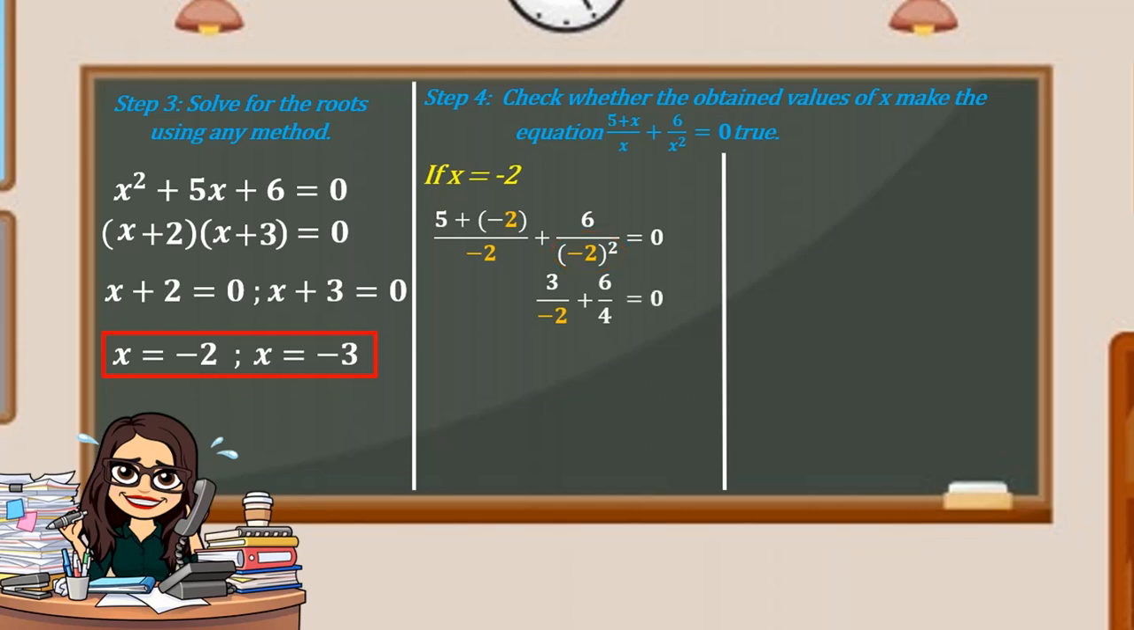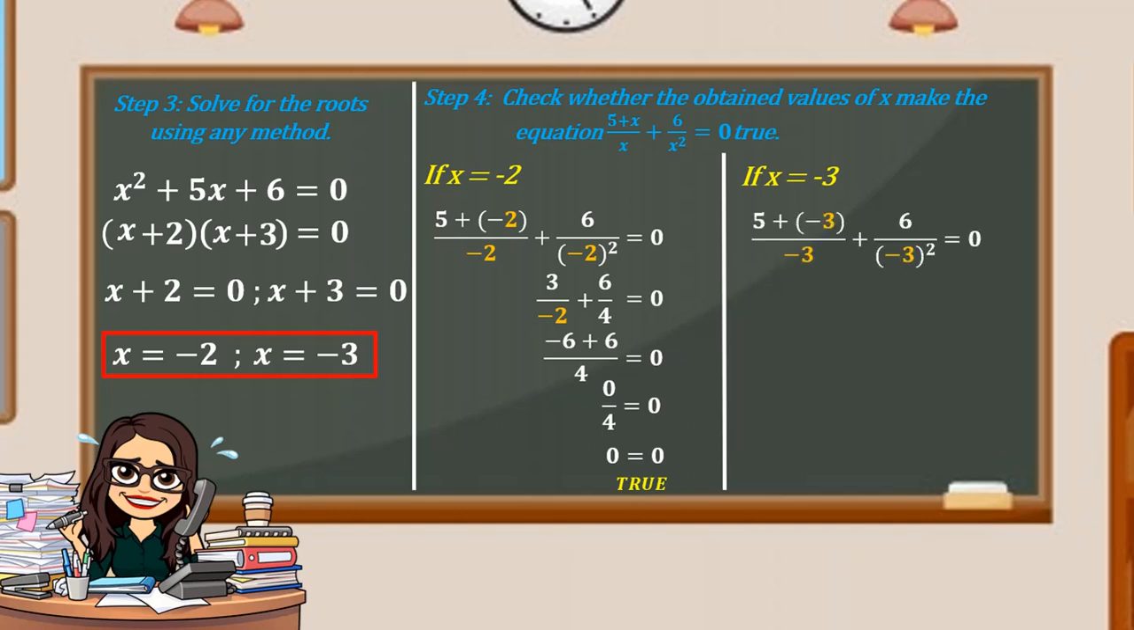So use the least common denominator to simplify the given fractions. Then we have now negative 6 plus 6 over 4 equals 0. Negative 6 plus 6 is 0. So over 4 equals 0. 0 over 4 is 0. And 0 is equal to 0. So this is true.